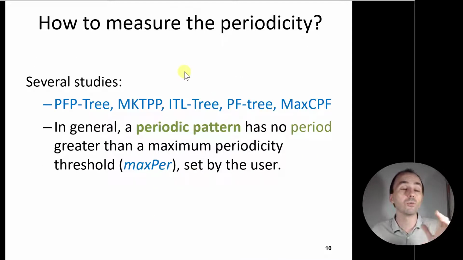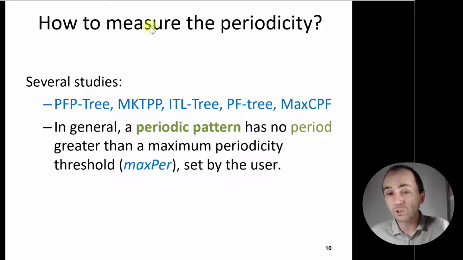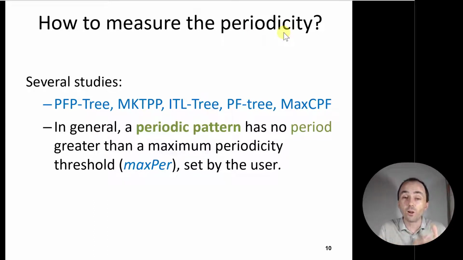First, if we want to do periodic high utility item set mining, we need to have a way to measure the periodicity. Periodicity means the property of something always repeating over time. We need to define what it is to be a periodic pattern, so we need to find a way to calculate it.